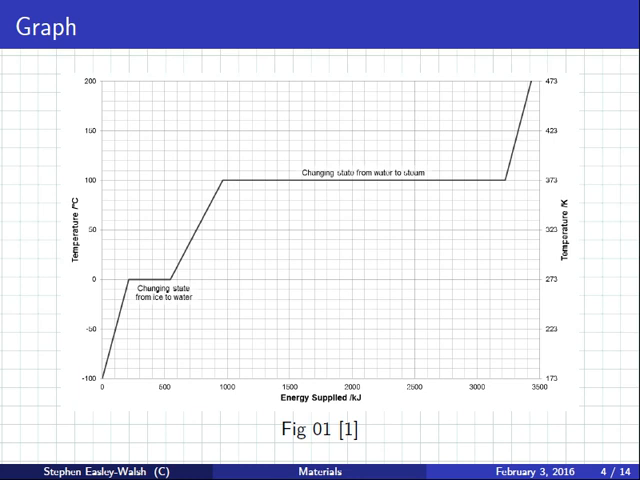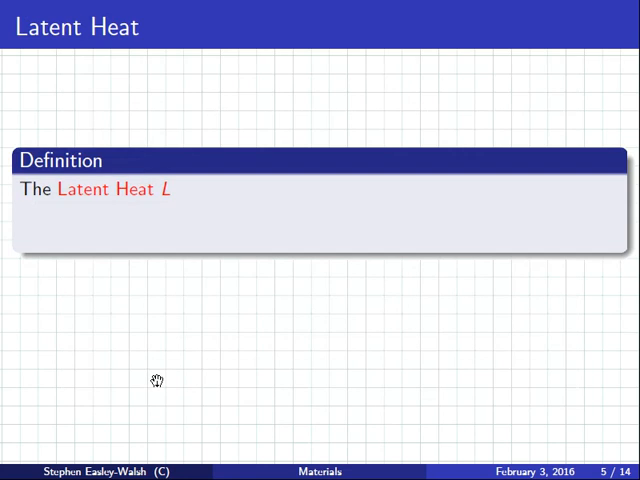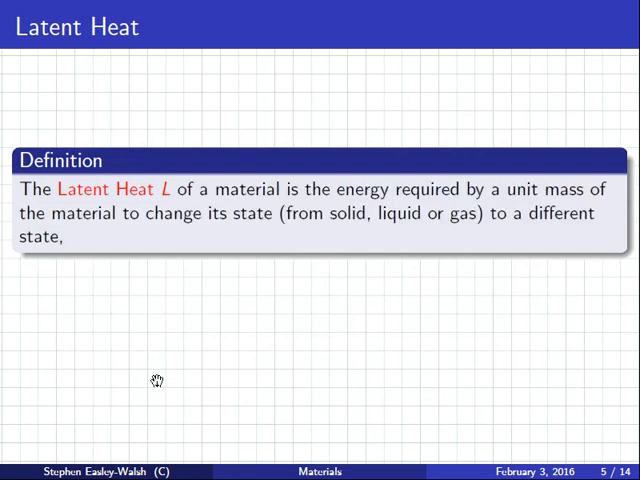Okay. So, there is energy required to change from a solid to a liquid and a liquid to a gas. So this gives us the concept of latent heat. Latent heat is the energy you need to change a unit mass of a material to a different state without a change in temperature.